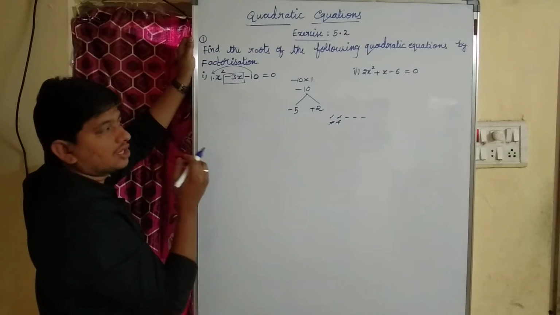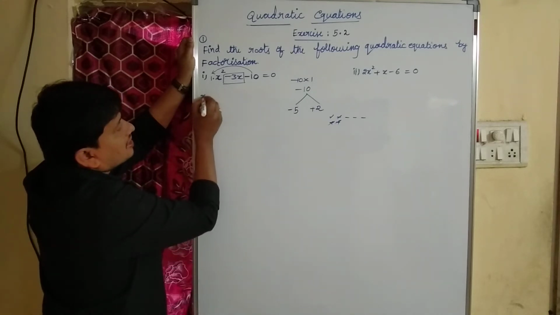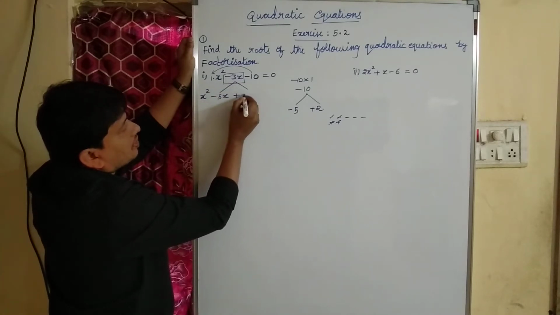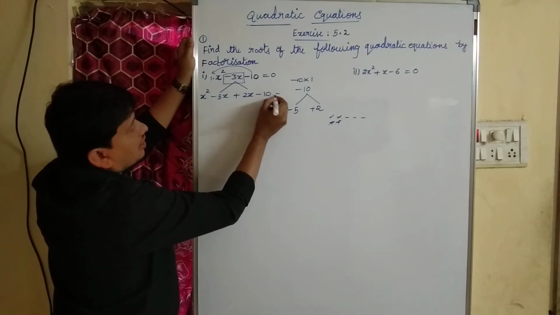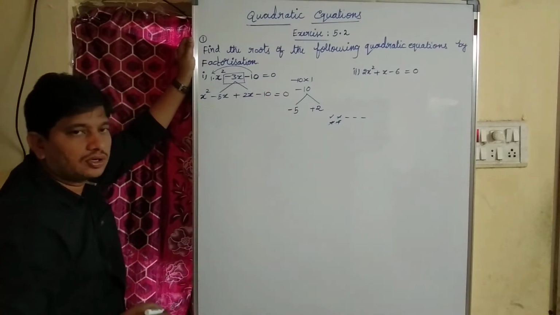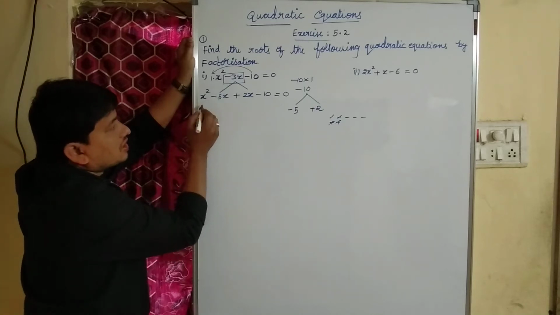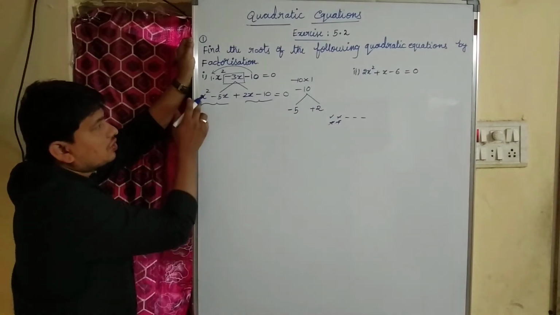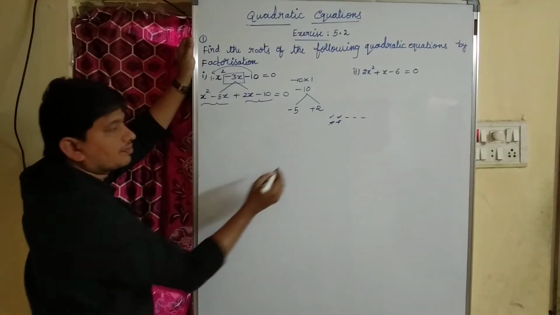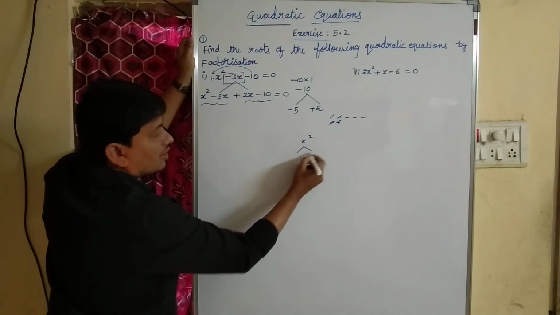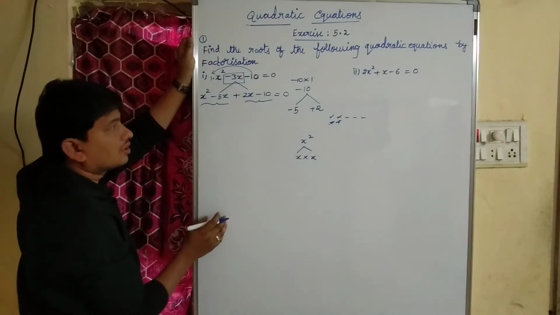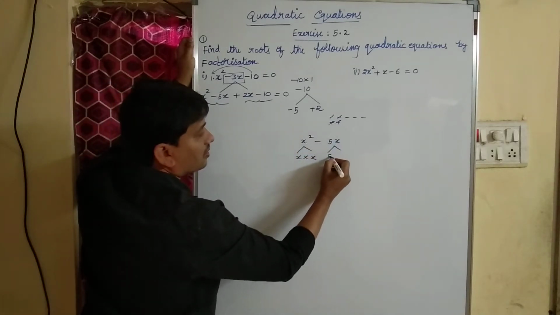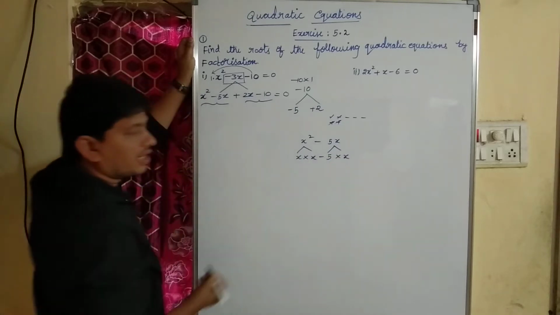3 minus. Okay, so I can write x square, this minus 3x, I can write as minus 5x plus 2x minus 10 equal to 0. Now what we have to do? We need to consider the first two terms and the second two terms. As we know, x square means x into x. What is the meaning of x square? X into x. Minus, what is the meaning of 5x? The meaning of 5x is 5 into x, right?